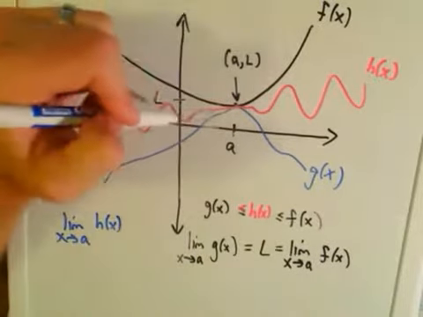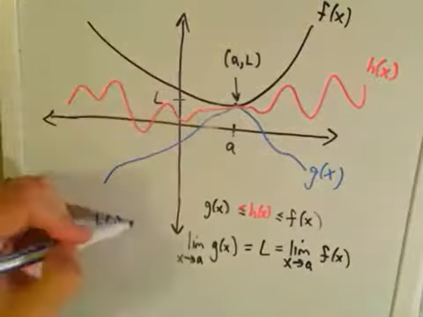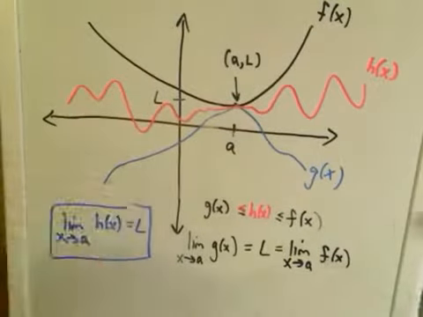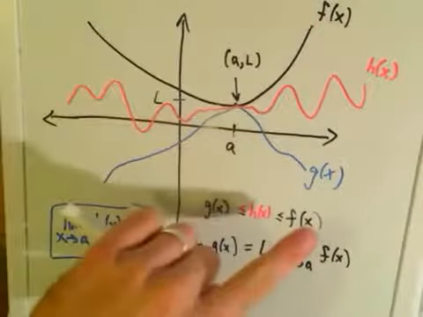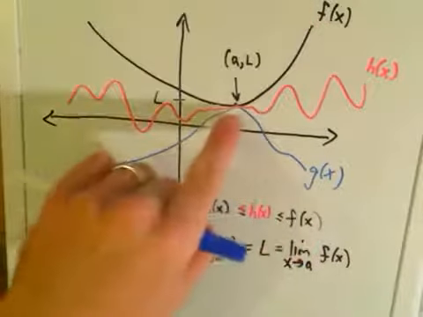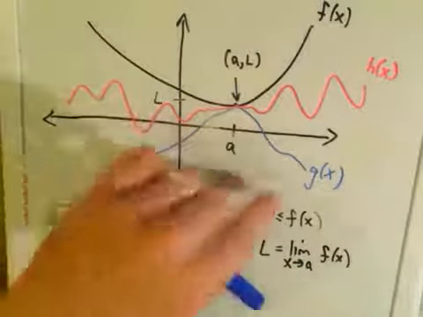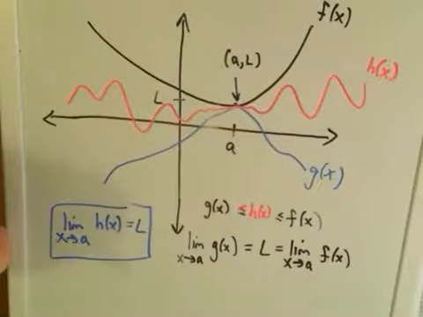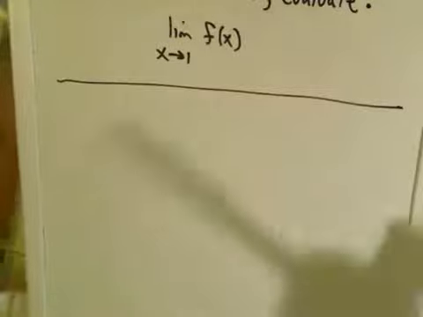Well, since it's squeezed in between the function f of x and g of x, we can say the limit as x approaches a of h of x must also equal this value of L. Okay, so the idea is, if the big function f of x and the small function g of x are getting squeezed together and have this limit L, and h of x is in between those two functions, then it must also have that same limit of L. So let's just do a couple quick problems here.